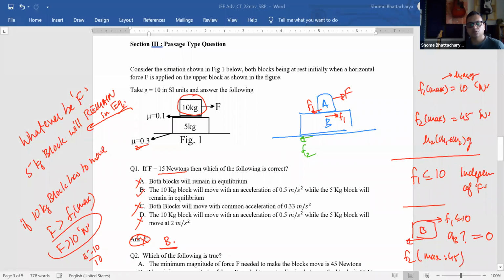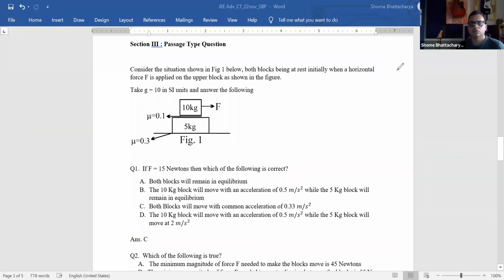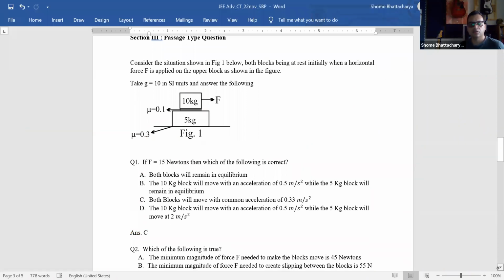Okay, so hope this is clear. Then we'll come to the next part. Just remember these values here: block B cannot move, and for block A to move, we need to apply more than 10 newtons of force. With this, let's come to the second part.